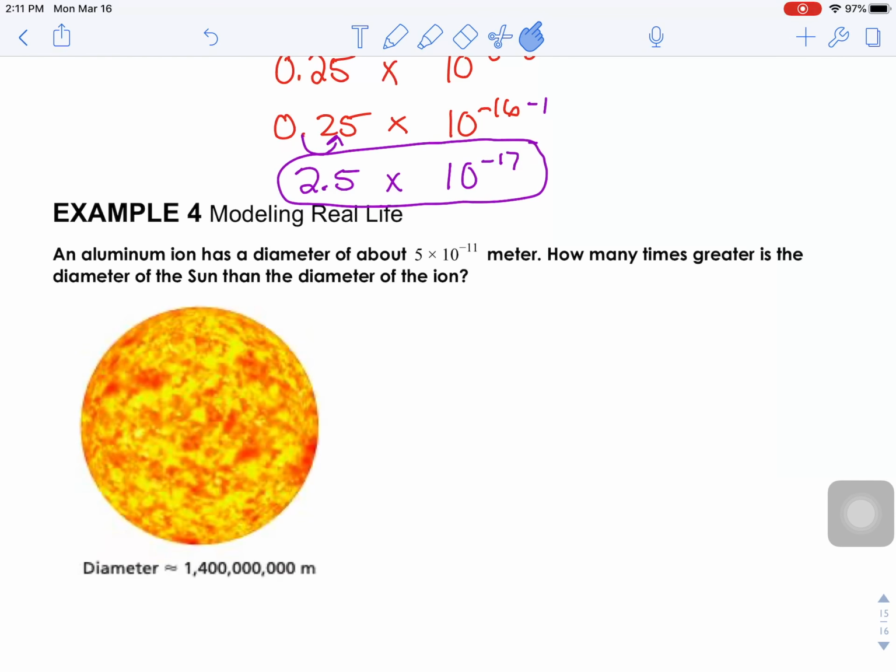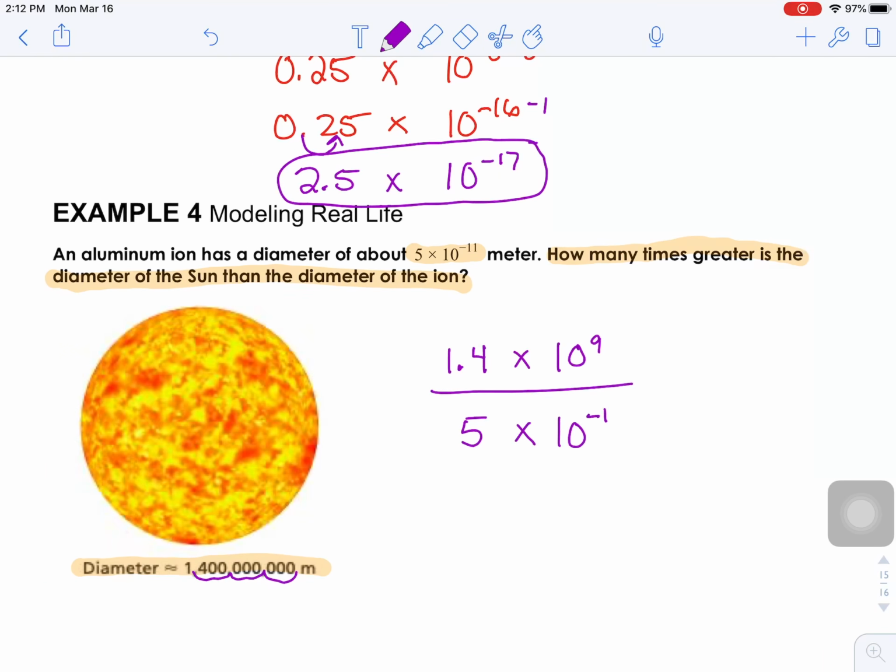All right, last example here. We need to pay attention to the diameter that they gave us on the bottom, and then they gave us our other diameter here, 5 times 10 to the negative 11th. They asked how many times greater is the diameter of the sun than the diameter of the ion. So I want to divide the diameter of the sun, which would be 1.4 times 10 to the 9th, divided by my 5 times 10 to the negative 11.